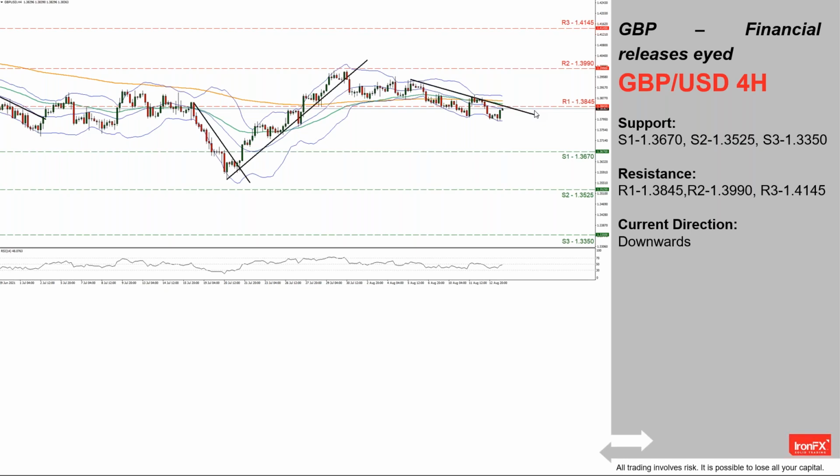Now, for the time being, we note to the upside the 1.3845 resistance line. Higher than that would be the 1.3990, and even higher the 1.4145. To the downside, we would highlight the 1.3670, lower than that the 1.3525, and even lower the 1.3350.